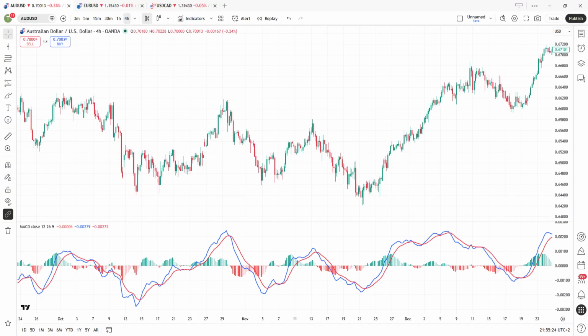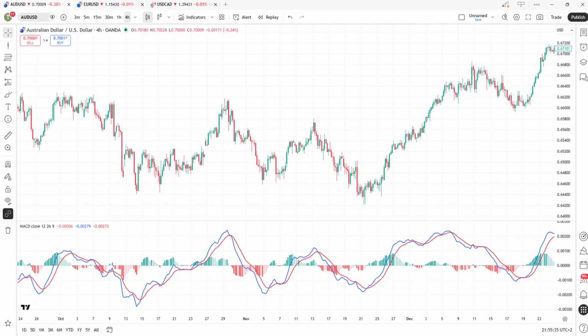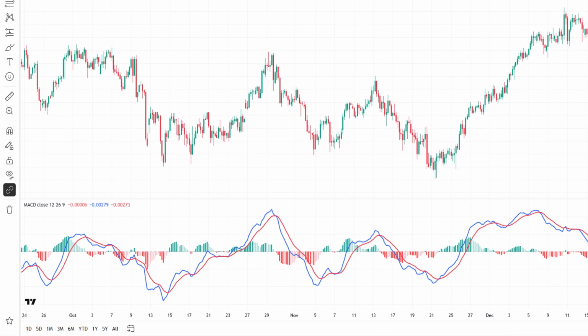But before I show this to you, I want to first discuss what the MACD indicator actually is showing us. MACD stands for Moving Average Convergence Divergence, and this indicator consists of three parts. First, we have a line called the MACD line. This is the main line of the indicator and represents the difference between a faster moving average and a slower moving average. On our chart, you can see this as the blue line.